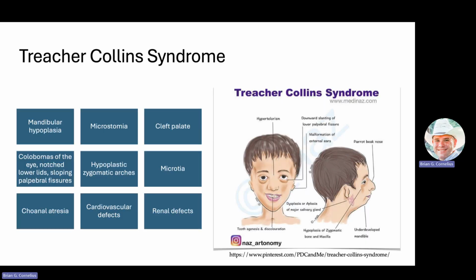So we're going to move on from that to Treacher Collins syndrome, characterized by a lot of the same things. And when you go through and study these, what I would do is think about the things that are different, not the things that are identical, because that helps you differentiate these.